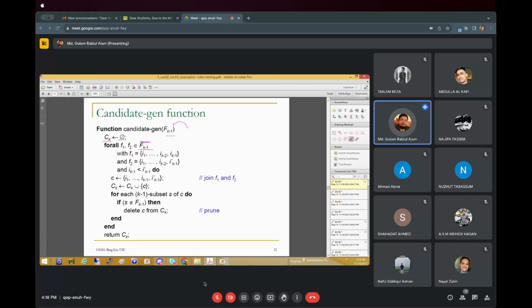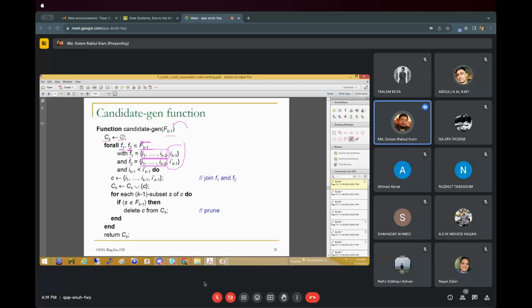So from this frequent item set, we have to take two elements, f1 and f2. These are the items of f1 and these are the items of f2, and we can see that this subset is common, up to this part is common. So the only difference is here: this is I k minus 1 and this one is I prime k minus 1. That means here is a difference.